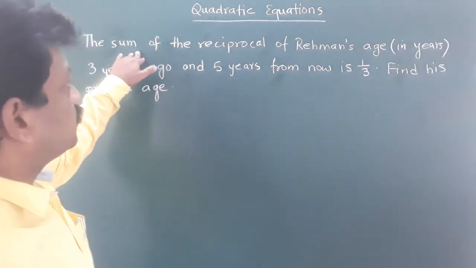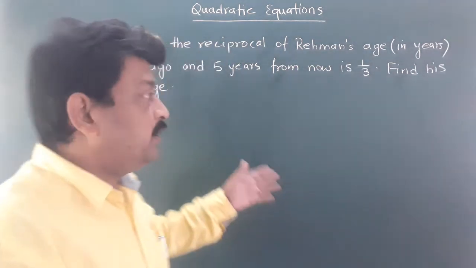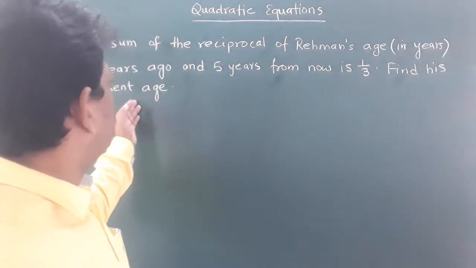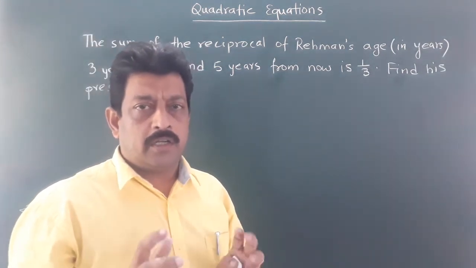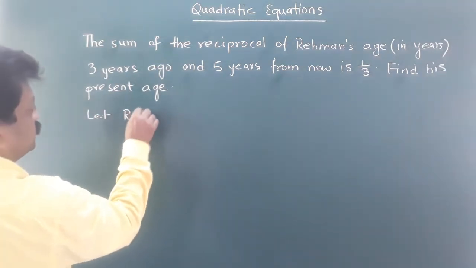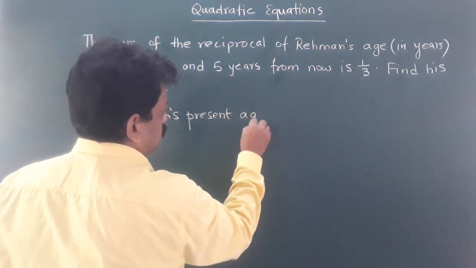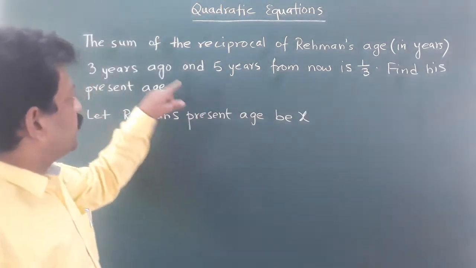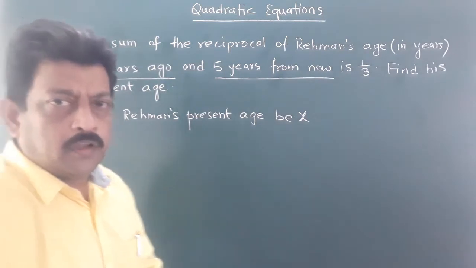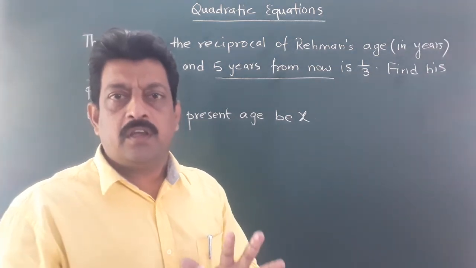So here is the question. The question says the sum of the reciprocal of Rahman's age 3 years ago and 5 years hence, after 5 years, is 1/3. We need to find the present age of Rahman. So let me take the present age of Rahman as x. So there are two situations. One is 3 years ago and another is 5 years from now. So first of all, we have to find Rahman's age 3 years ago and after 5 years.